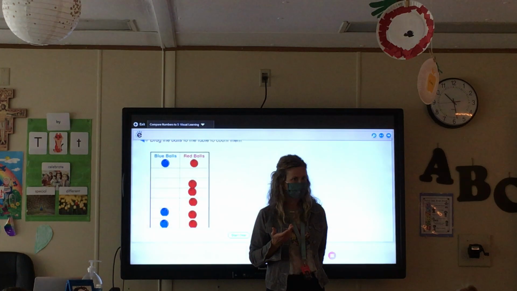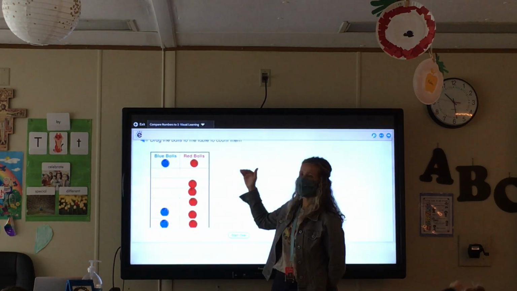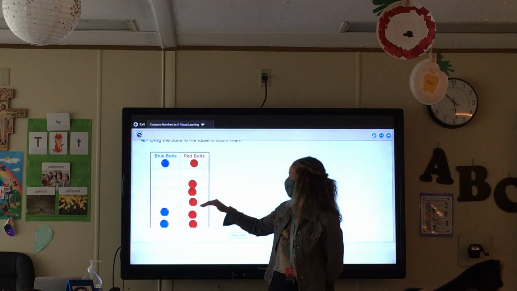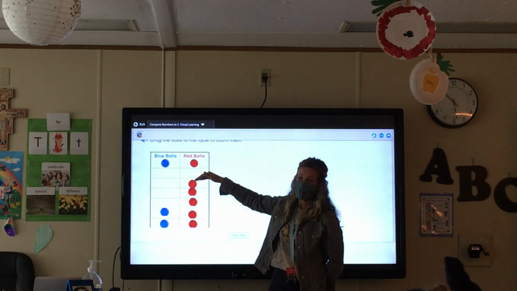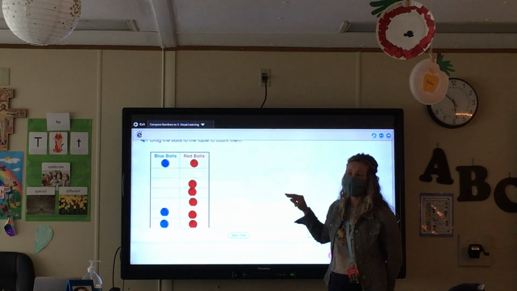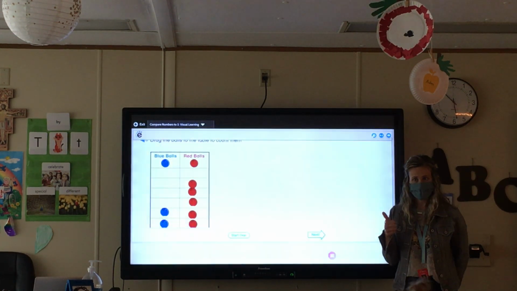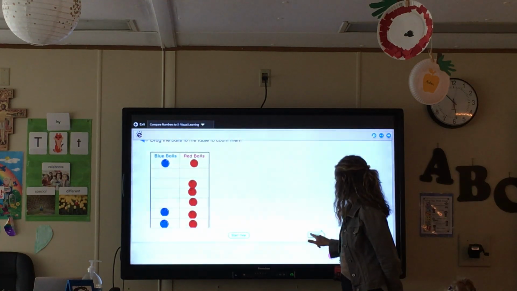All right, so there we go. We did some graphing. Right now, which one is taller? Which one is taller, Riley? 5. The 5, the red balls, okay? So just from looking at it, we didn't even have to count. We can tell that there's going to be more red than blue. Thumbs up, we're good? Okay, all right, here we go.